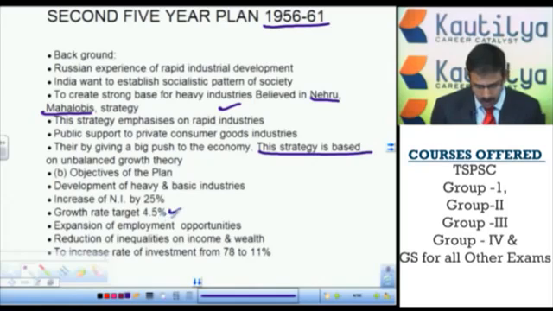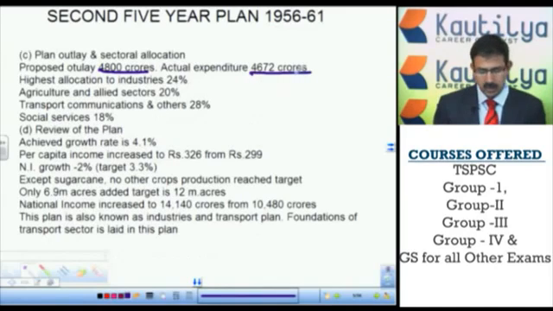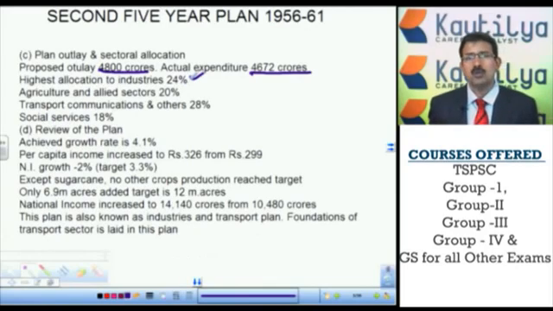The targeted growth rate is 4.5%. The plan outlay is 4,800 crores, but the actual expenditure is 4,672 crores. The highest allocation in this plan was made to industries, to the tune of 24% of the financial resources.